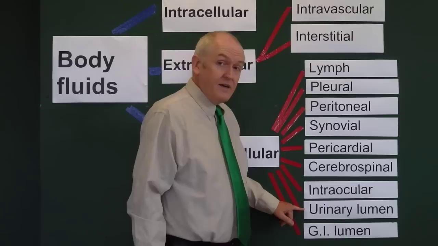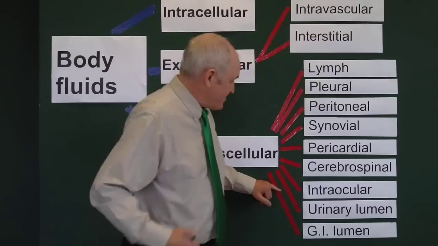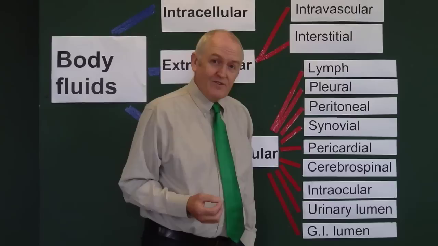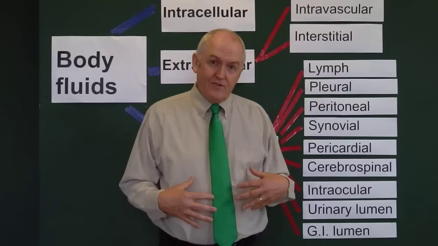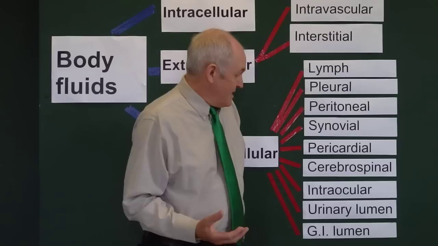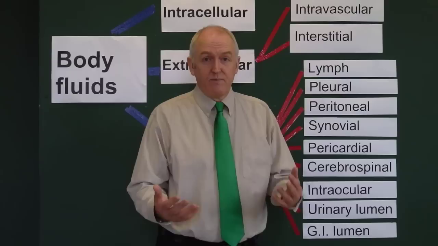Now, we've mentioned the abdominal cavity, but now we're thinking about the lumen of the gastrointestinal tract. There can be increased amounts of fluid in the lumen of the gastrointestinal tract. So, for example, you could have a gastrointestinal obstruction, giving rise to massive third spacing of fluid within the lumen of the GI tract, possibly giving rise to hypovolemia and shock.